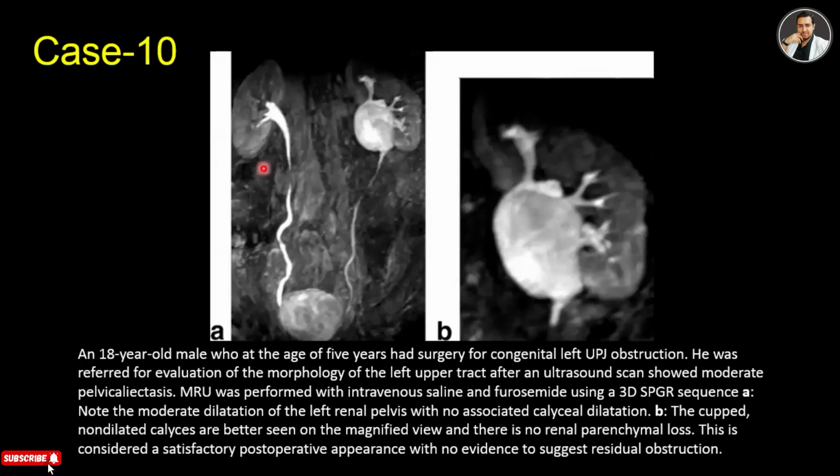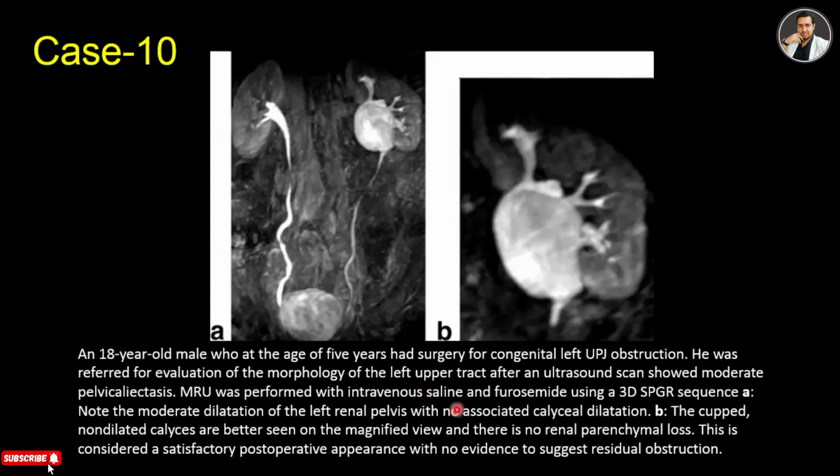And this is case 10 from MR urogram technique. And maybe it's a congenital case, so let's read. An 18-year-old male who at age 5 years had surgery for congenital left UPJ obstruction. So UPJ means upper, upper urinary pelvic junction obstruction. Okay, he was referred for evaluation of the morphology of the left upper tract after an ultrasound scan showed moderate pelvic dilatation.